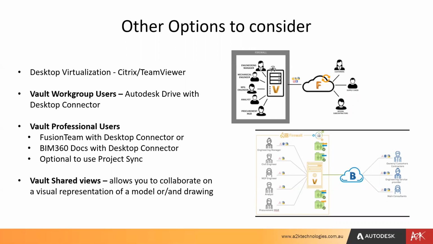And lastly, I should mention shared views. Shared views are available inside of Vault, so it's a way of being able to collaborate on a visual representation of a model or a drawing. You can do this within Vault, then send that link to someone. They just need an Autodesk account to log in and view that file, and then they can provide comments and markups. That information can then be synced inside of yours, so it automatically gets updated inside of your Vault browser.